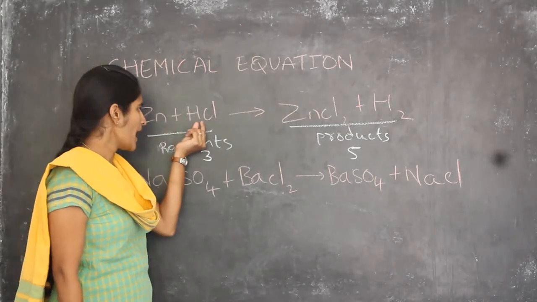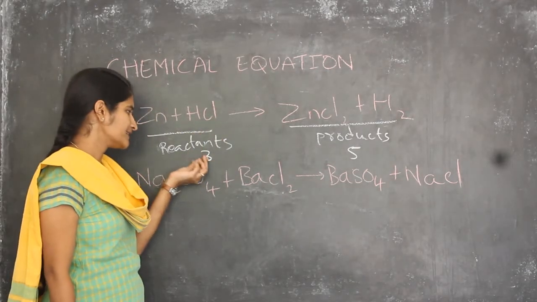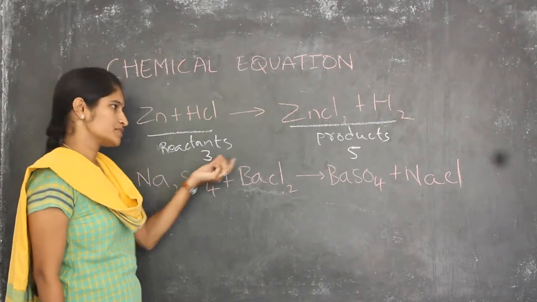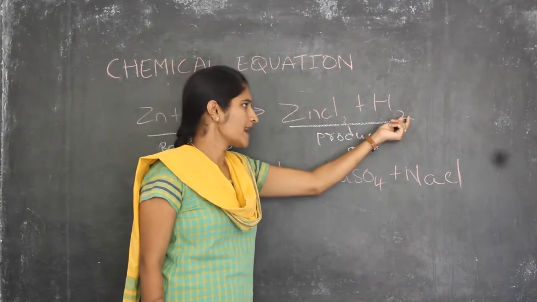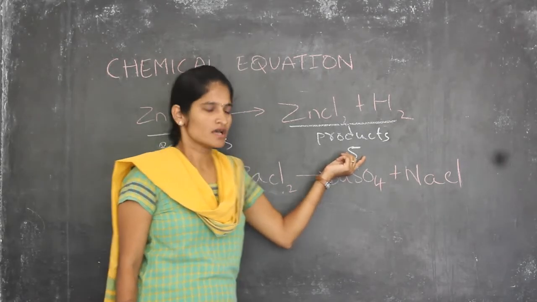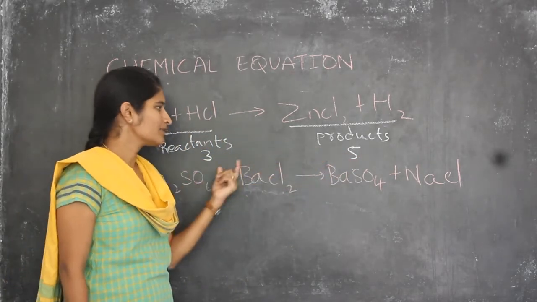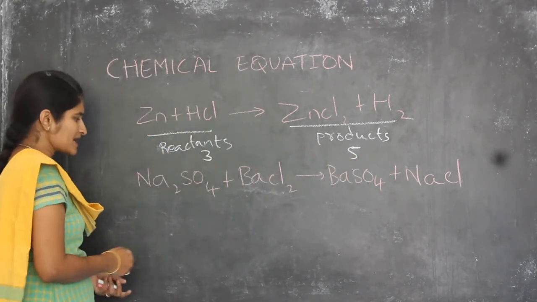Zinc 1 atom, hydrogen 1 atom and chlorine 1 atom. So total on the reactant side we have 3 atoms. And here zinc 1 atom, chlorine 2 atoms and hydrogen 2 atoms. Total you have 5 atoms. So see, are they equal on the reactant and product side? No. Is it clear? Next we will see another example.